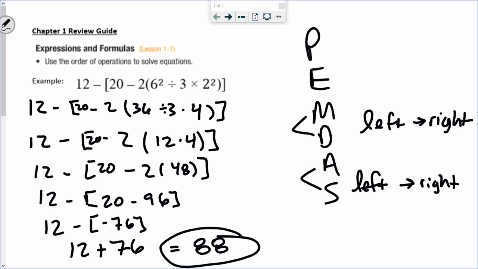All right. So again, that was lesson 1.1. We did expressions and formulas. Again, plugging into formulas or an algebraic expression is also a skill you would need to have for lesson 1.1. This was just one problem I felt was pretty complex, with quite a few steps, so I thought it was a good example here.